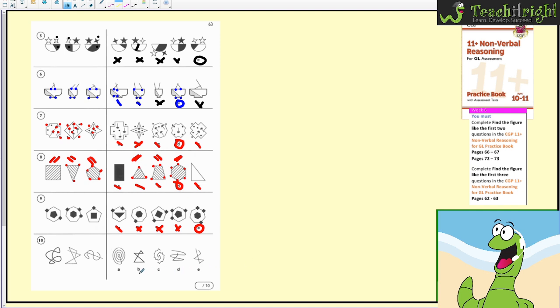Oh gosh, last one. Okay. Well, we've got 1, 2, 3 crossing over points. So I think we need to cross over 3 times. That's got 1, 2, 3 crossing over points. That's got 1, 2 crossing over points. That's got none. That's got 2. That's got 2. So I think, yeah, A. A is my answer because it crosses itself 3 times.